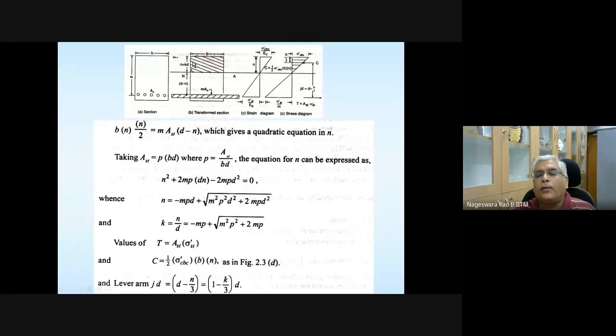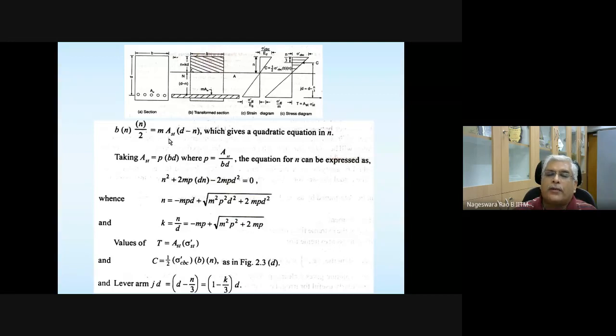What is the area which is in compression? b times n. And what is the moment of that area with respect to the neutral axis? Area multiplied by the distance from the centroid of that particular area to the neutral axis. So that distance is n divided by 2. So that is what this equation is. This first side of the equation is nothing but the moment of the area in compression with respect to the neutral axis.